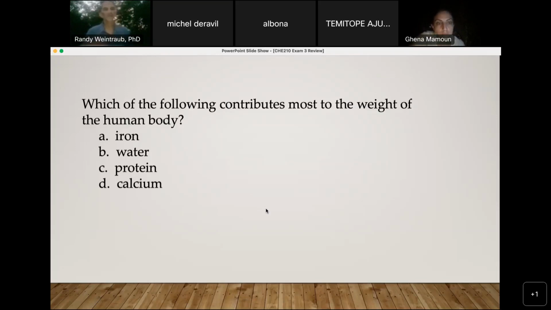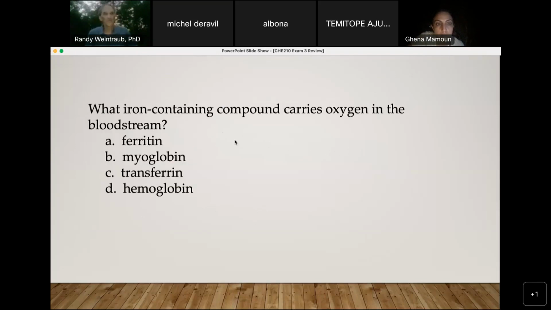Okay, a few types of questions. What type of questions should we be ready to answer? Which of the following contributes most to the weight of the body? That's water. What iron-containing compound carries the oxygen in the bloodstream? Hemoglobin? Okay, that's right. Hemoglobin, good.